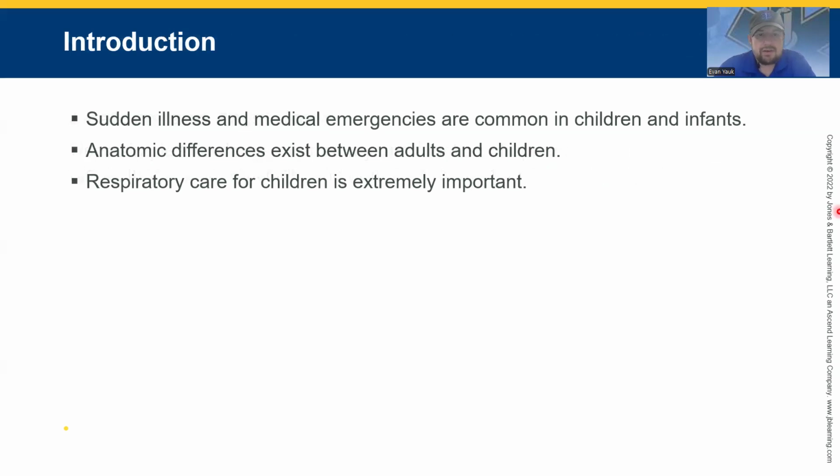So sudden illness and medical emergencies are common in children and infants. Anatomic differences exist between adults and children. Respiratory care for a child is extremely important. That's kind of why I pushed in the very beginning about cardiac and respiratory and cardiac. They're one and the same.